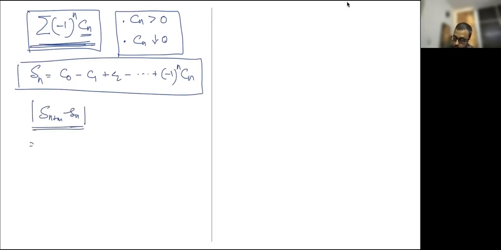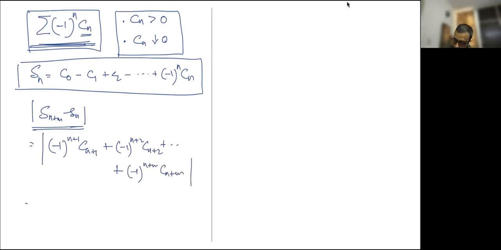So what is it? Up to the nth term, all are cancelled. So you would only have the terms from the n plus 1th onwards: n plus 1, C_{n+1}, plus n plus 2, C_{n+2}, plus, inside the modulus sign, and the last term would be n plus m, C_{n+m}. So the first thing to do, you take it out.